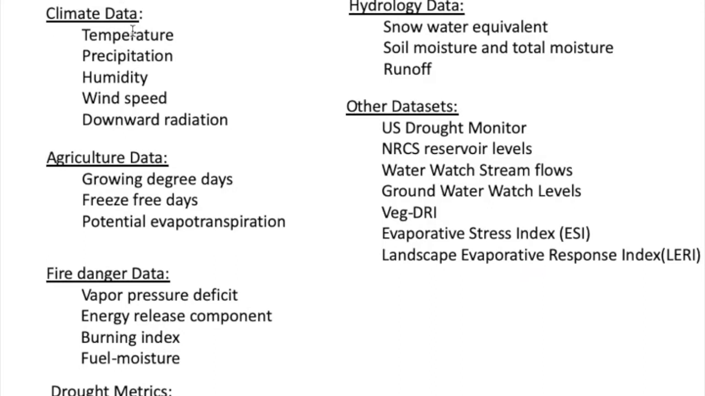There's climate data, more than just temperature and precipitation. Agricultural data, where for rangelands growing degree days might be useful. Fire danger data to monitor vegetation dryness. Drought metrics across some different drought types. Hydrology data, and then some extra data sets as well.